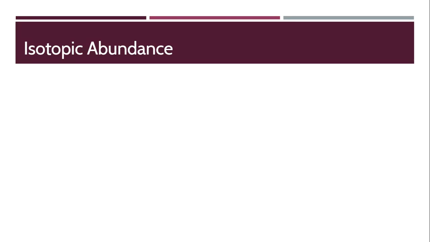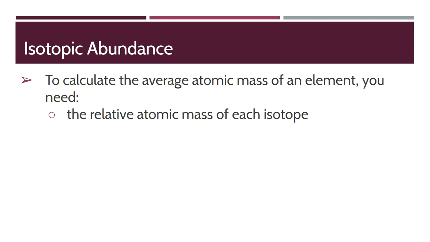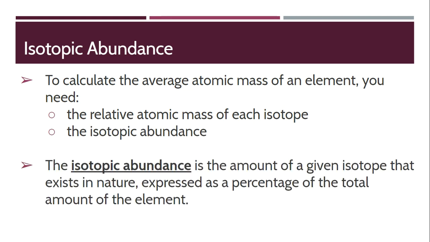We also need to talk about something called isotopic abundance. So if we're going to do some calculations with average atomic mass, we're going to need two pieces of information. One is the relative atomic mass of each isotope, and the second is the isotopic abundance. So what is that? That's the amount of a given isotope that exists in nature, expressed as a percentage of the total amount of the element.